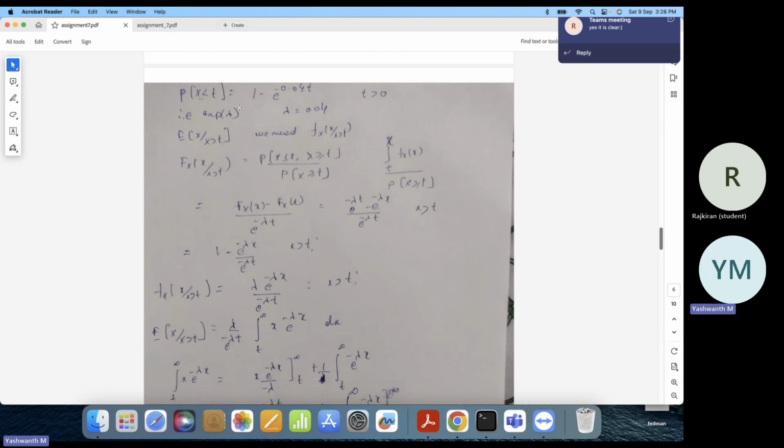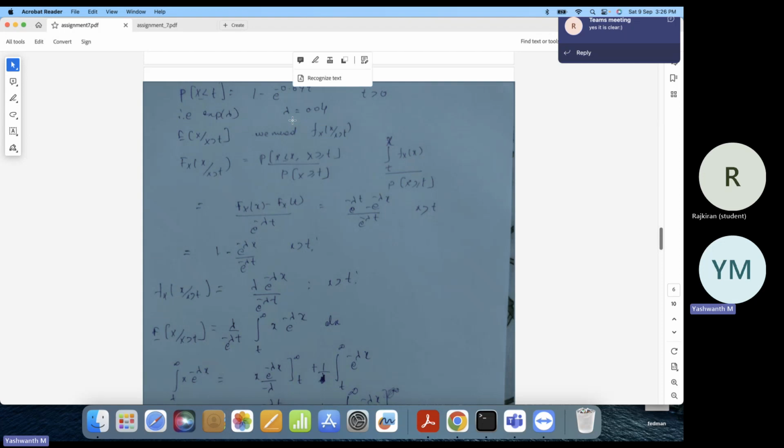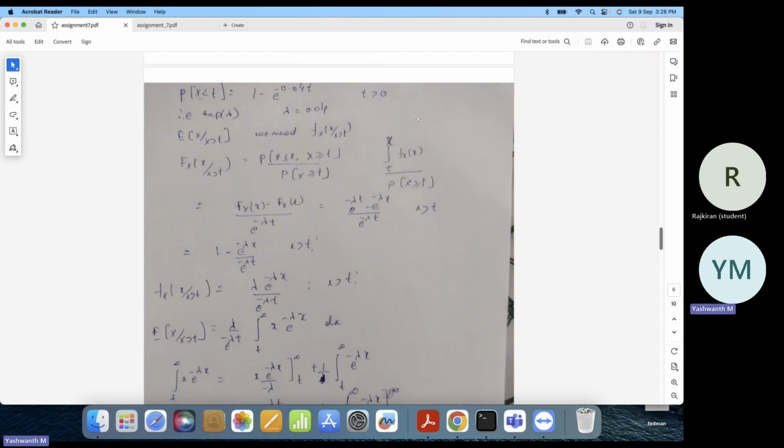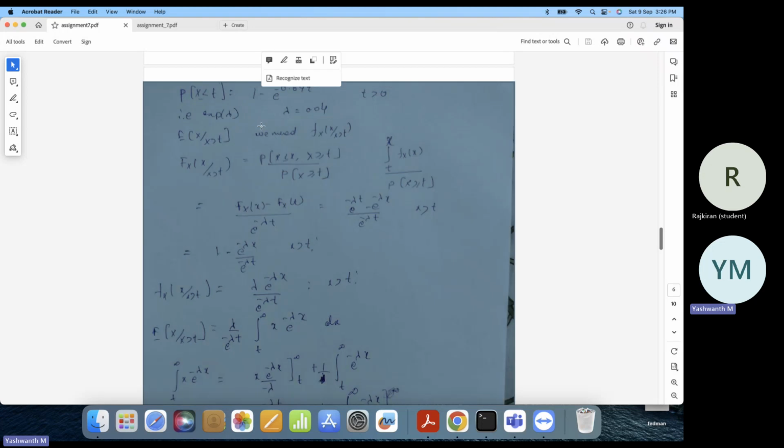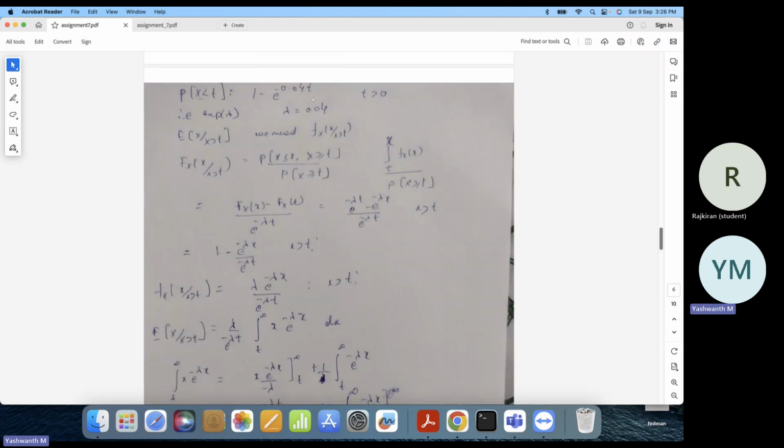Now we are given an exponential random variable. By now you should be able to figure out that it is a distribution function of an exponential random variable, right? And the mean is nothing but 1 by 0.04. Now we want the expectation of the exponential random variable conditioned on x itself taking a value at least t. To evaluate this, we need the small f of x given x greater than t.